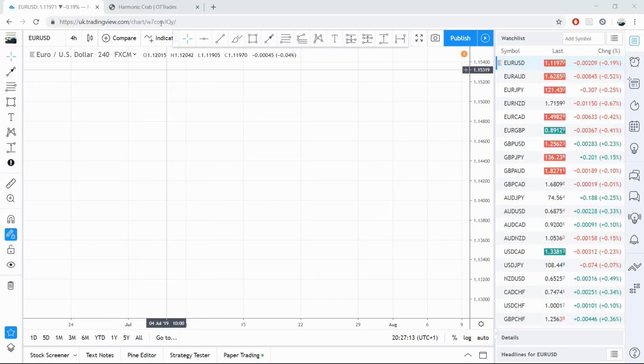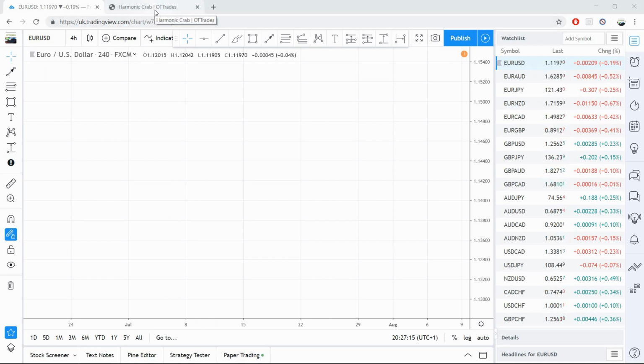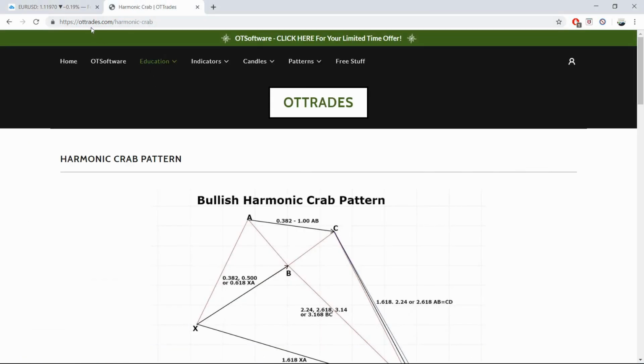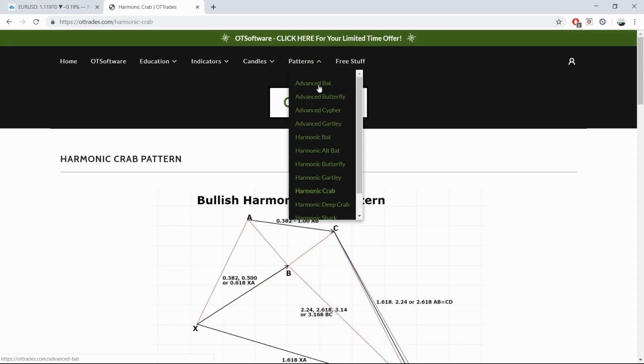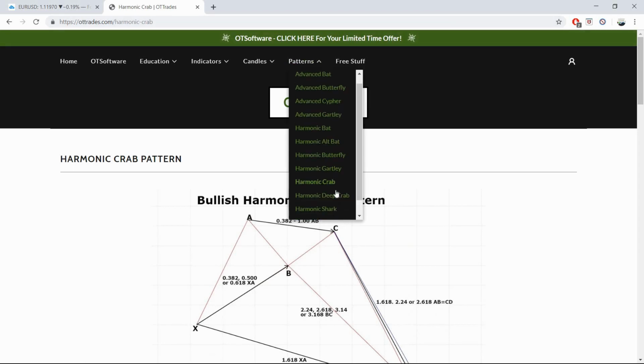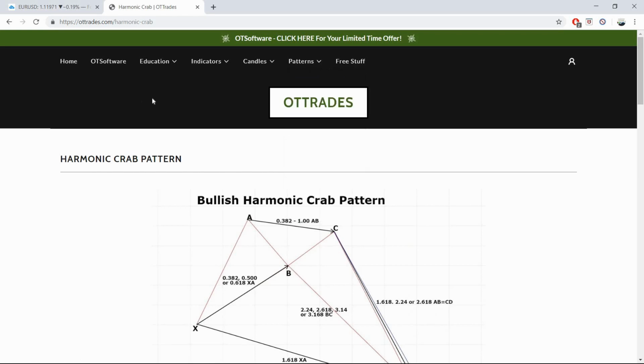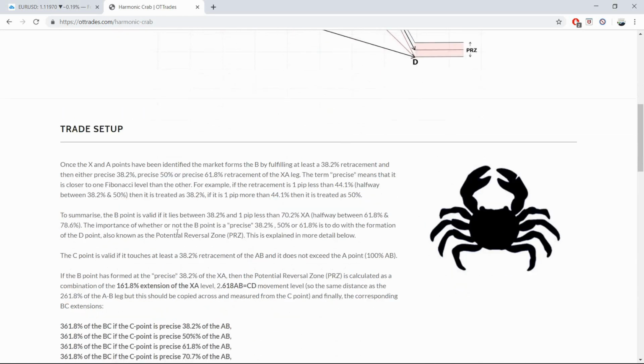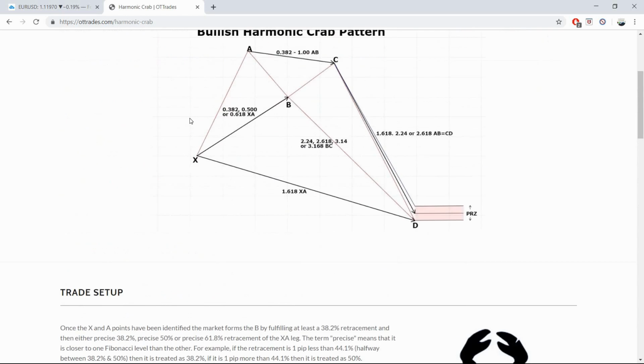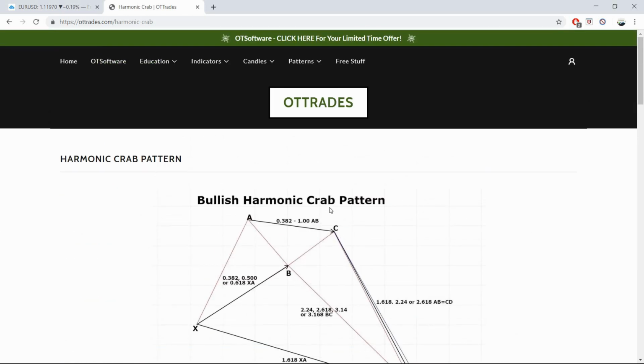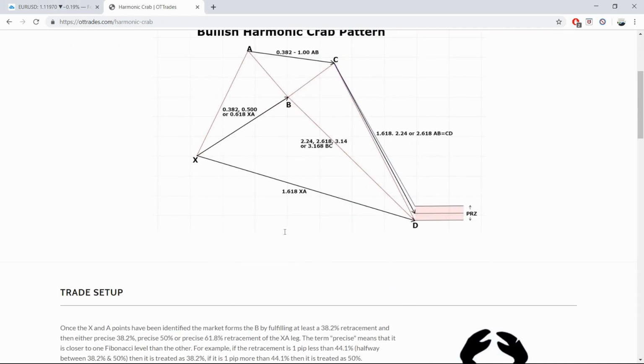Purpose of today's video, we're going to run through the harmonic crab formation. So go over to my website ottrades.com and the drop down tab here for the patterns. We've got all of the advanced patterns, all of the harmonic patterns, and today we're going to run through the harmonic crab. Obviously OT software here identifies all of these patterns for you, so you don't need to run through any of this information here, just identify the pattern for you. But today we're going to run through the harmonic crab pattern.